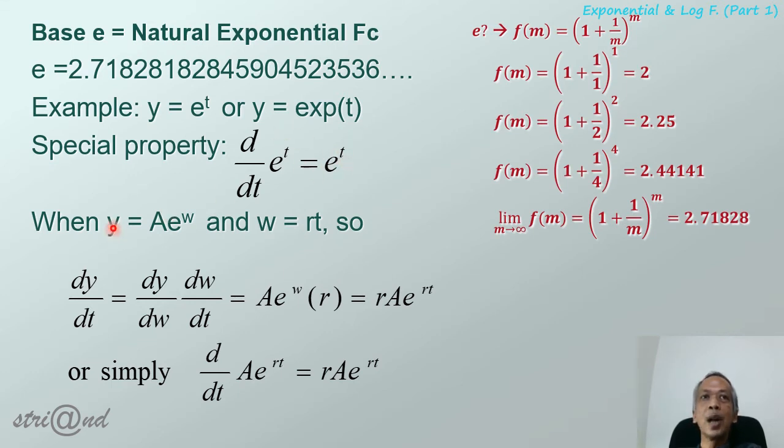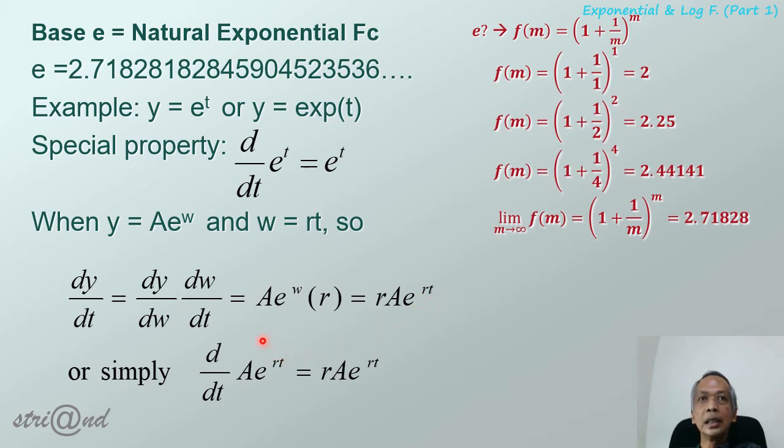For example, when it is applied to y equals a e to the power of w, and at the same time w is a function of t, w is equal to rt. So for the derivative of y with respect to t, of course, we need to apply the chain rule. First, the derivative of y with respect to w, and then times the derivative of w with respect to t. The derivative of y with respect to w is the function itself. So it is a e to the power of w times the derivative of w with respect to t. The derivative of w with respect to t is r. So the result is r a e to the power of r t.